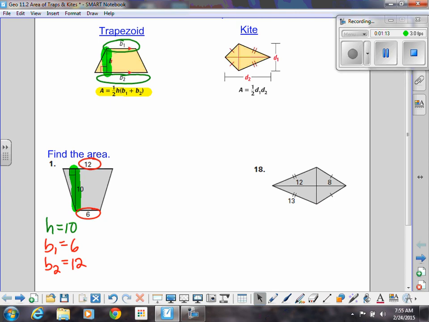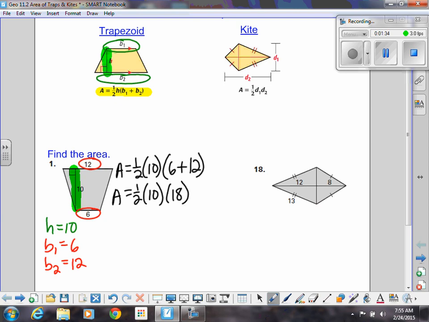So I have enough to do my formula. I'm going to just plug in what I know. I'm going to plug in H is 10, and my B1 is 6, and my B2 is 12. So now we're just going to simplify this. I have 1/2 still times 10. I'm going to add 6 plus 12 is 18. And then I'm going to multiply all of those together, and that's going to give me 90. So my area is equal to 90.